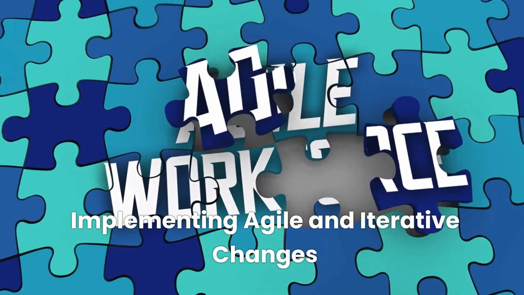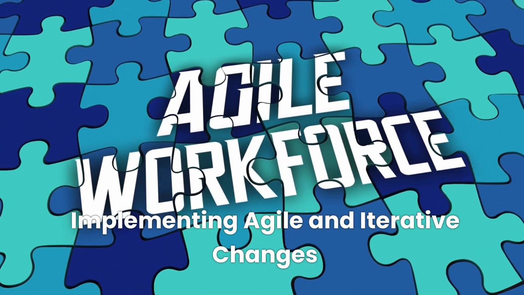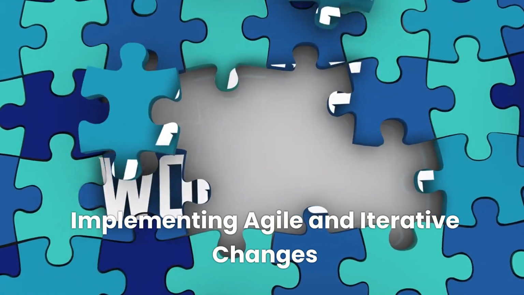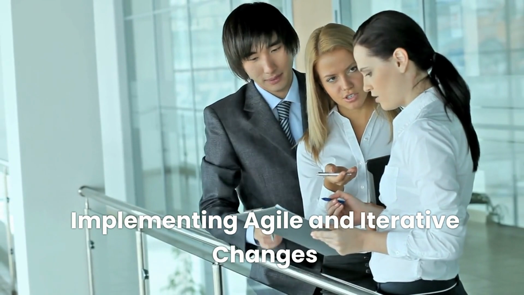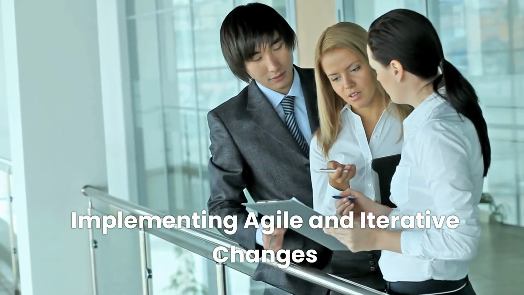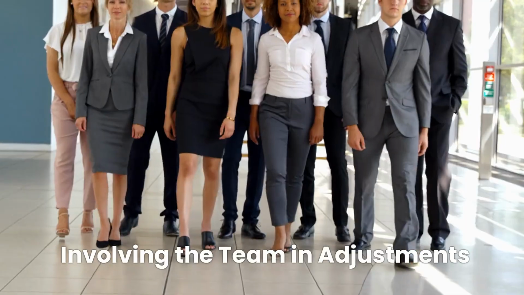Implementing agile and iterative changes. Strategy adjustments should be agile, allowing for flexibility and course corrections as new data emerges. Small, iterative changes enable the team to test, refine, and scale improvements without overwhelming resources or disrupting ongoing projects.